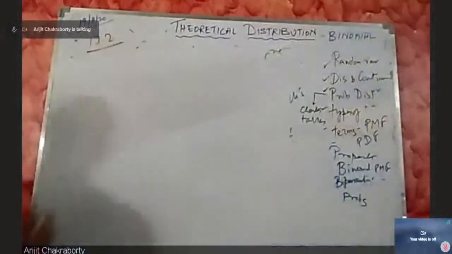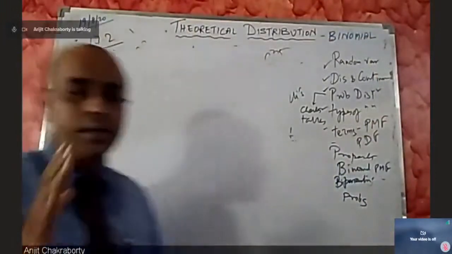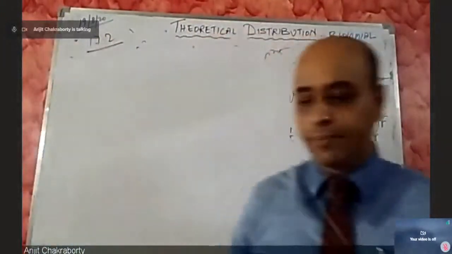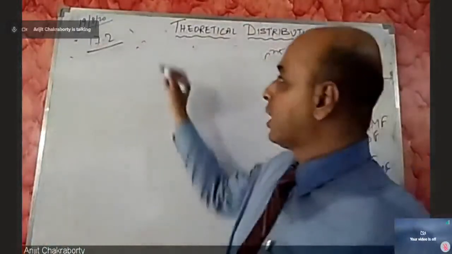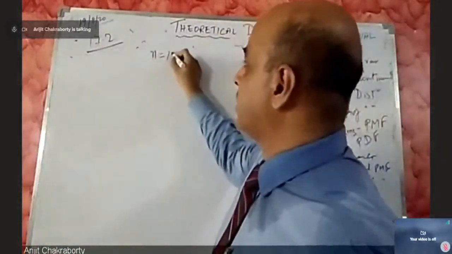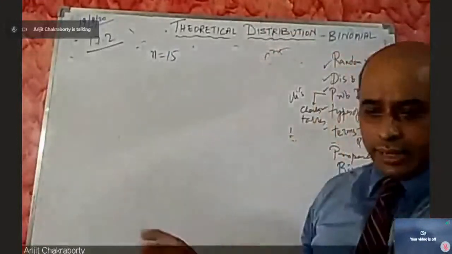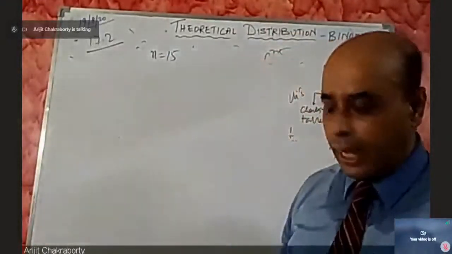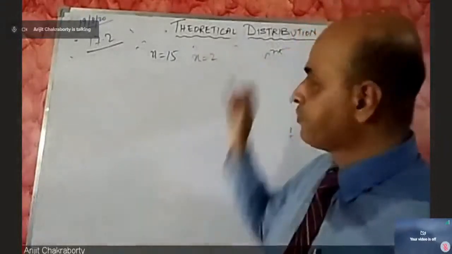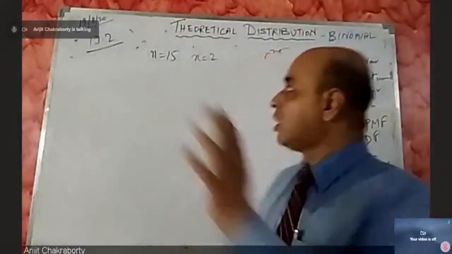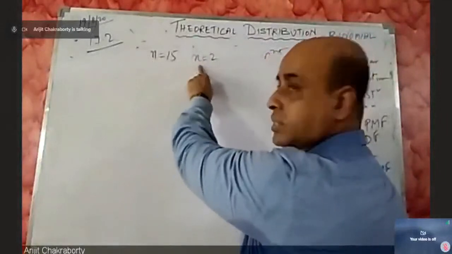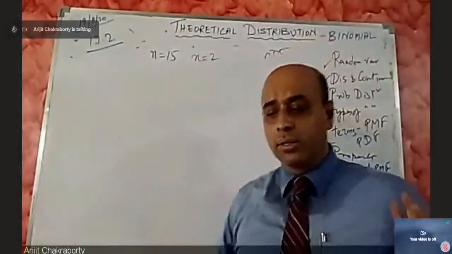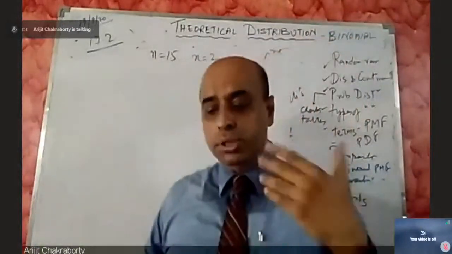So we are doing the 17.2 example. 15 dates you are selecting at random. That means you can understand here n is 15. You are selecting 15 dates at random, what is the probability of getting 2 Sundays, and X is 2? So we have got N and X, but we have to find out the probability of getting 2 Sundays.